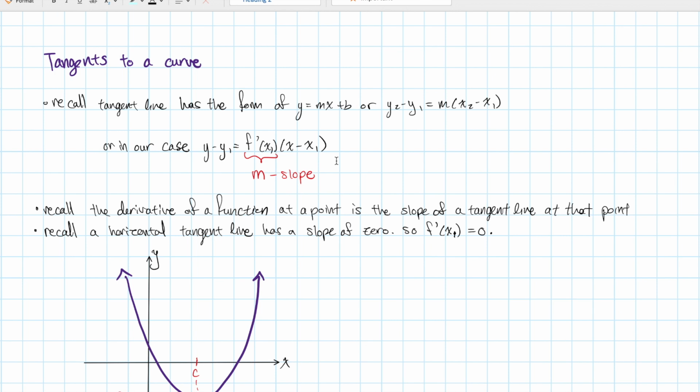So now we're going to be talking about tangents to a curve. So what does that even mean, right? Let's recall from previous lectures that a tangent line has the form y is equal to mx plus b, right? It's a linear standard form, which we've seen before in like grade 9, 10.